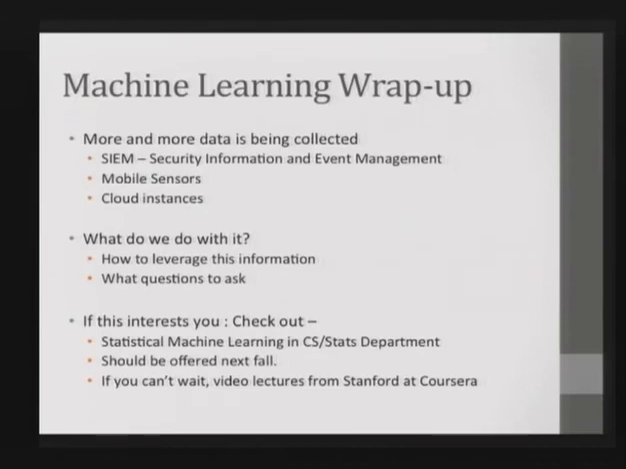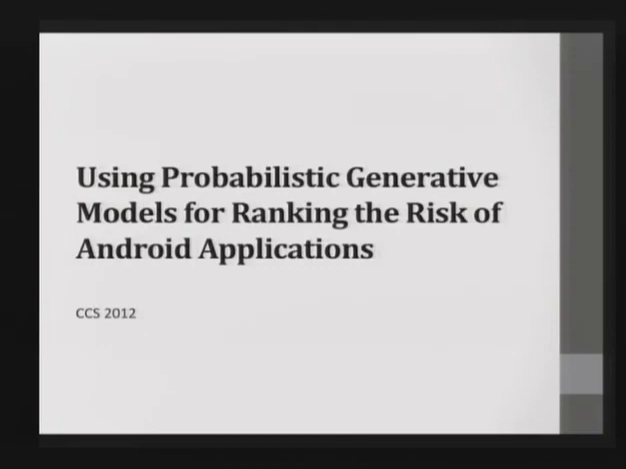And so now I'm going to actually talk about the topic that I'm here to talk about today, which is using probabilistic generative models for ranking the risk of Android applications. And that's really a mouthful, but it's actually pretty simple when we get down to it. So are there any questions at this point?